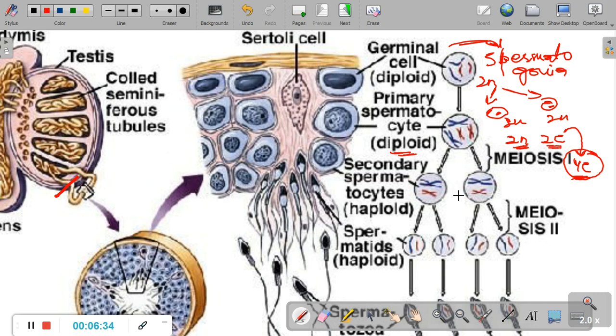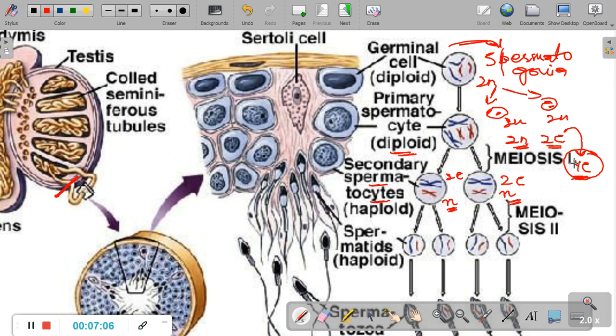And what is the end result of meiosis 1? We get two haploid cells, but the content of DNA in both of them is 2C, is halved. You see, here the content of DNA was 4C and here it is 2C. It has been halved, but these two cells are haploid. Now, this primary spermatocyte, when it underwent meiosis 1, the two cells that are formed are called secondary spermatocytes, and they are haploid. So these two are haploid.